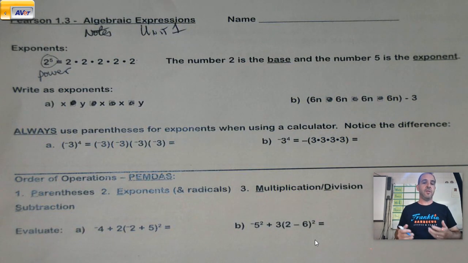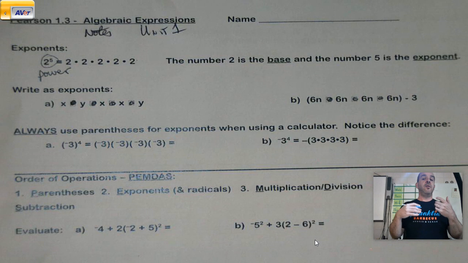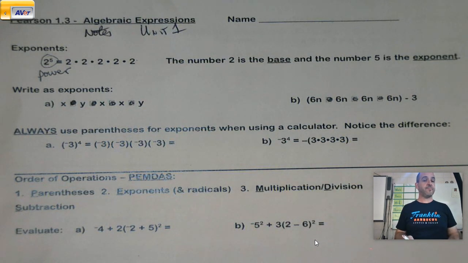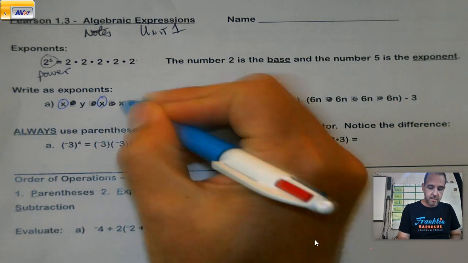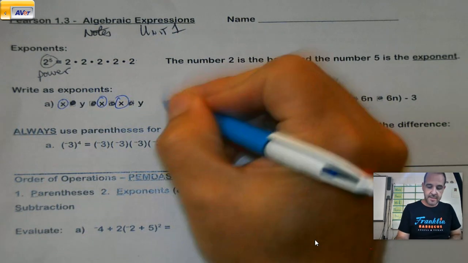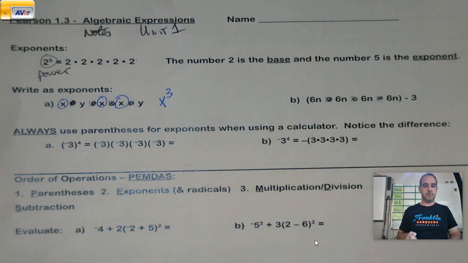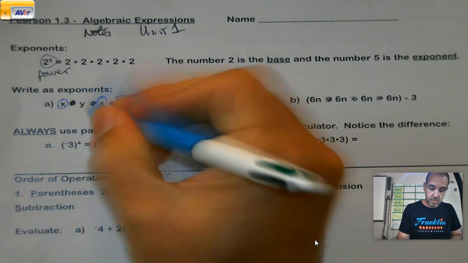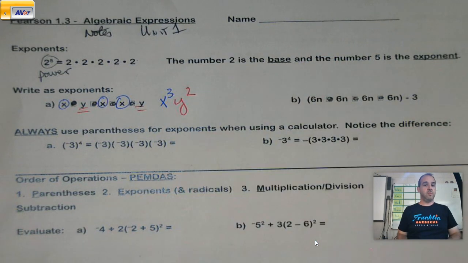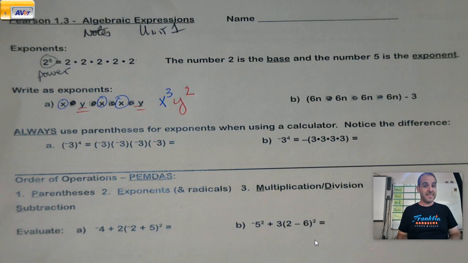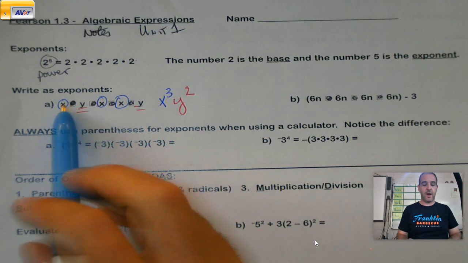2 to the 5th power, 2 times 2 times 2 times 2 times 2 would be 32 if we actually multiplied it out. But when we're writing as exponents, the only thing we care about is how many of the base do we have, because that becomes the exponent on my base. So anytime the base changes, so does our exponent for that base. So bases have to be the same. I can't add these up and call it xy to the 5th or something like that.